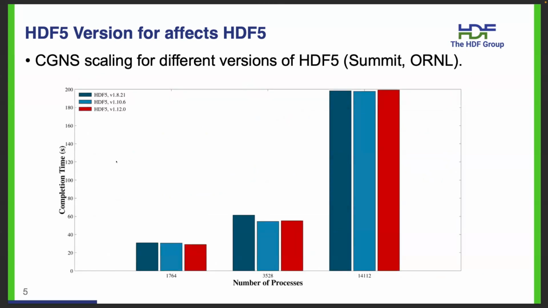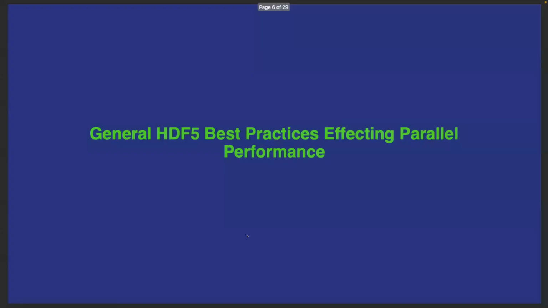In terms of parallel, the latest one I have is just scaling with CGNS again on Summit. So this is just using one of their benchmark cases and then running different versions of HDF5. So I have here 1.8, 1.10, and 1.12, running on a different number of processors. The different colors are the completion time. And typically for the parallel versions, we don't see as dramatic an effect of versions as we did for the serial version. So this just gives you an idea that, yes, you can move on to the newest HDF5 version and hopefully get similar performance to what you've been getting with the older versions.